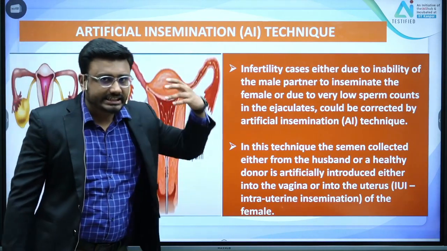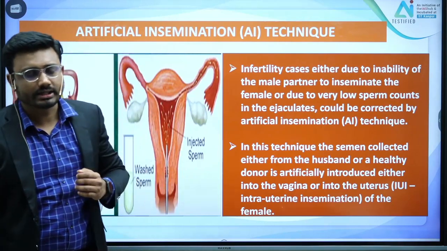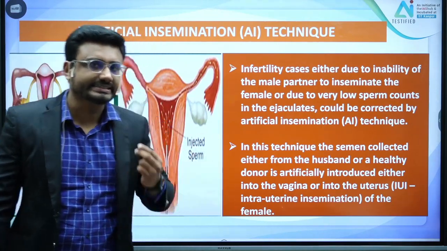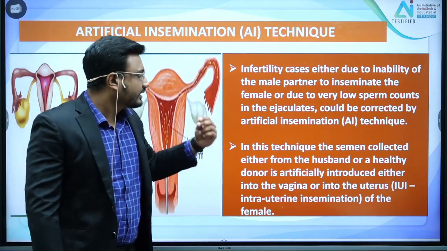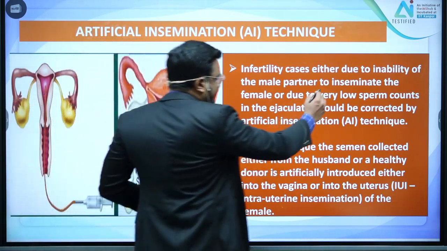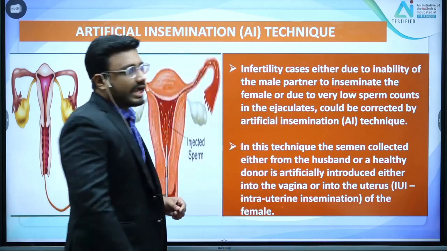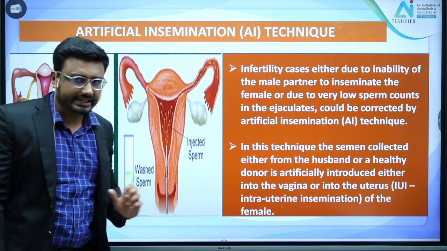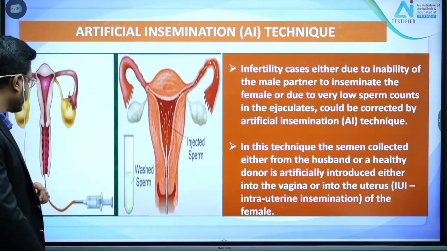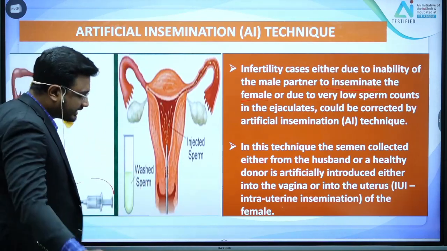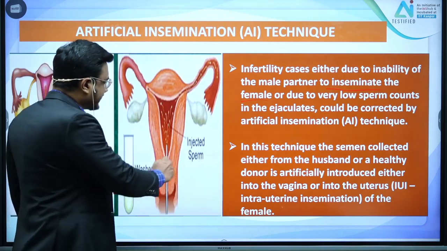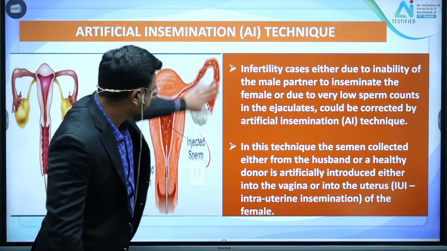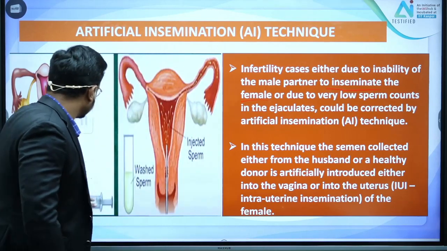The artificial insemination technique is used when the number of sperms produced by the male in the semen is quite low, or when the male partner is not able to inseminate the female. In that case, the artificial insemination technique is done. The sperm is taken from a healthy male donor and injected into the uterus of the female. Now let us move to the next concept.